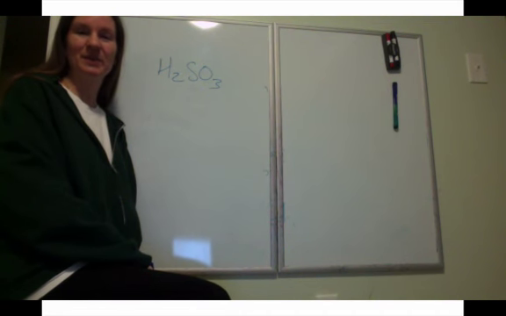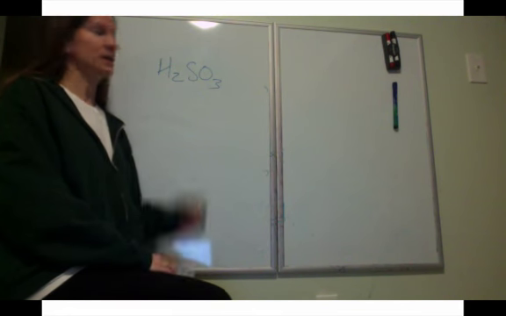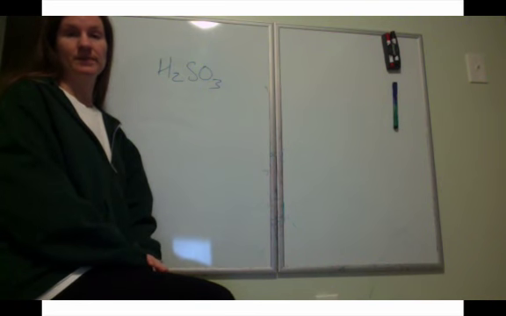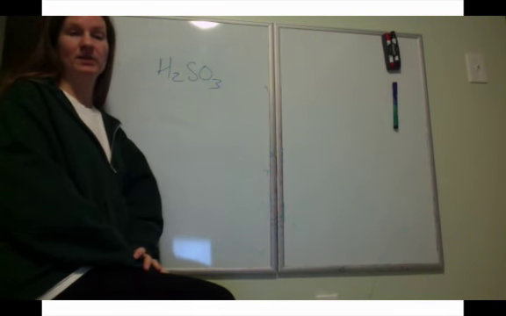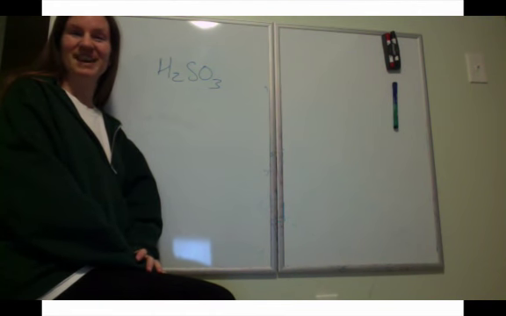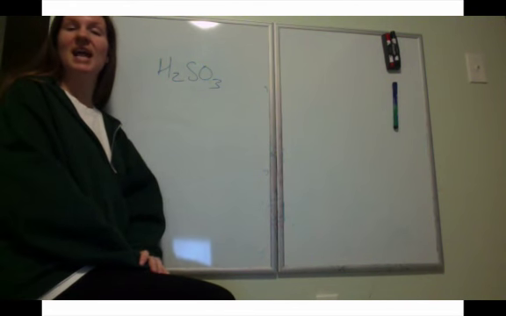For this next part of the video, what we're going to work on is going from formula to name using these rules. So the first one we're going to look at is H2SO3. First question, is the cation component a metal? No. Is it a hydrogen? Yes. When we see a hydrogen at the start of our formula, that tells us this is acid naming.